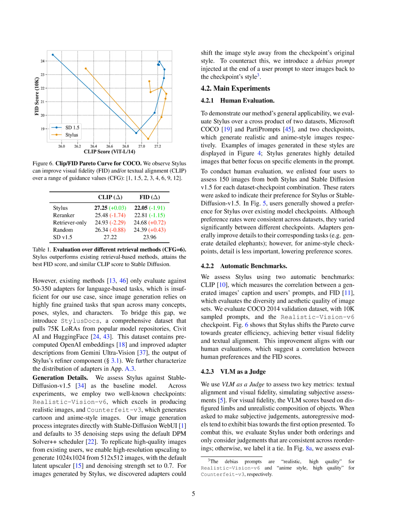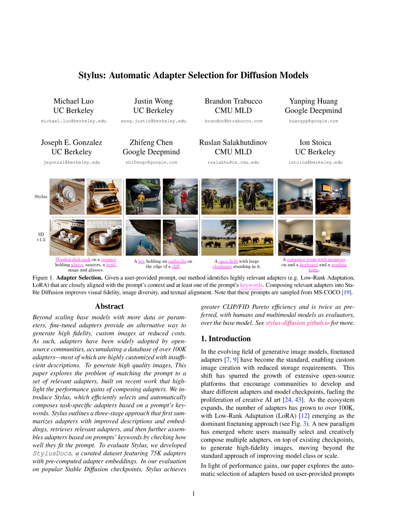The evaluation includes human evaluation, automatic benchmarks using CLIP and FID metrics, VLM as a judge for textual alignment and visual fidelity, diversity per prompt assessment using Diffeed and GPT-4V metrics, comparison with alternative retrieval-based methods, and breakdown of Stylus's inference time. The human evaluation involves 4 users assessing 150 images from Stylus and Stable Diffusion v1.5 for each dataset checkpoint combination.